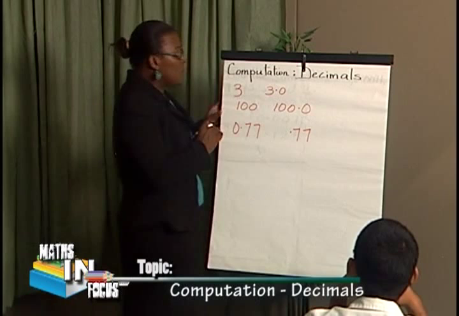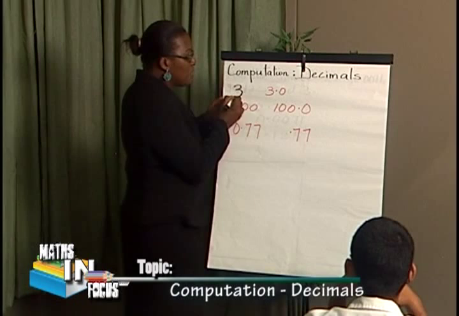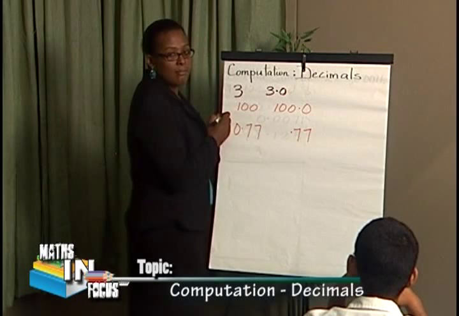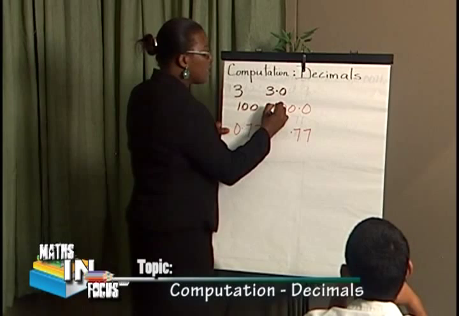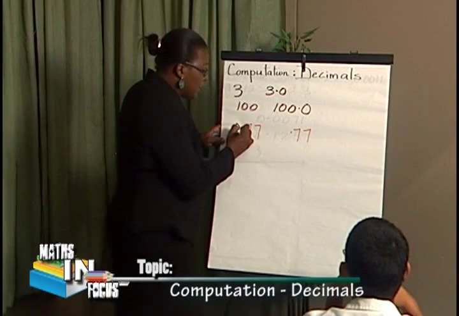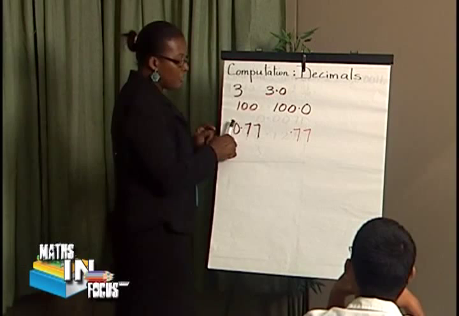3 can also be written as 3.0. Or we have 100, and 100 can also be written as 100.0. Or if we have 0.77, what you notice here is that the 0 is in front of the decimal point.